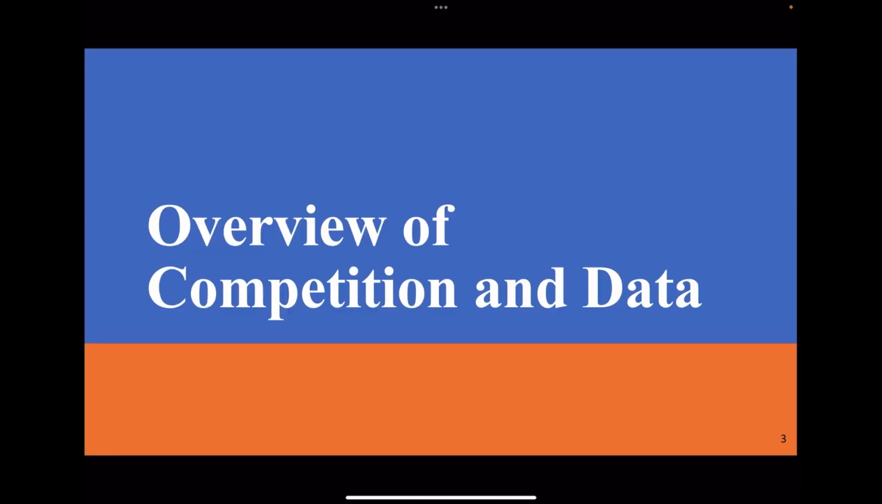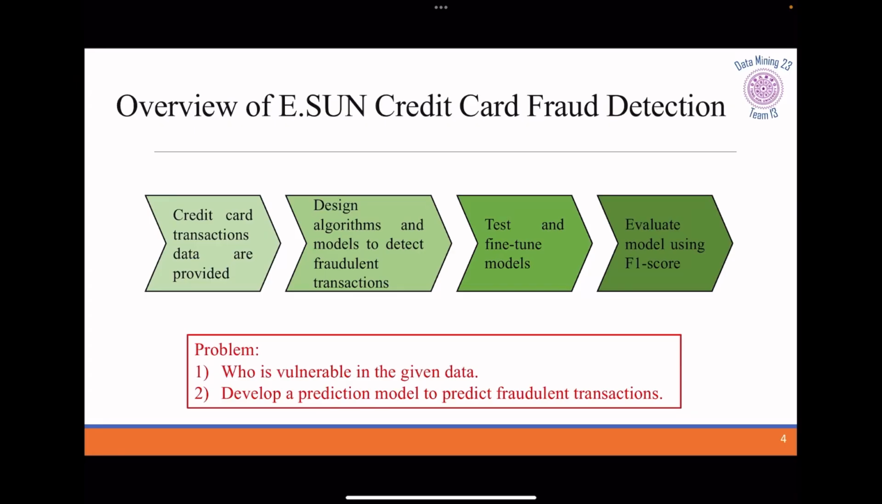Next, the first portion, the overview of the competition and the data. So we participated in the Isan Bank credit card fraud detection competition, and we were provided with credit card transactions. We were tasked to design algorithms and models to detect fraudulent transactions, which we did, and thereafter we test and fine-tune our models, and last but not least, evaluate our models using F1 score. So, summarizing, the main problem is to find out who is vulnerable in a given data and develop a prediction model to predict fraudulent transactions.